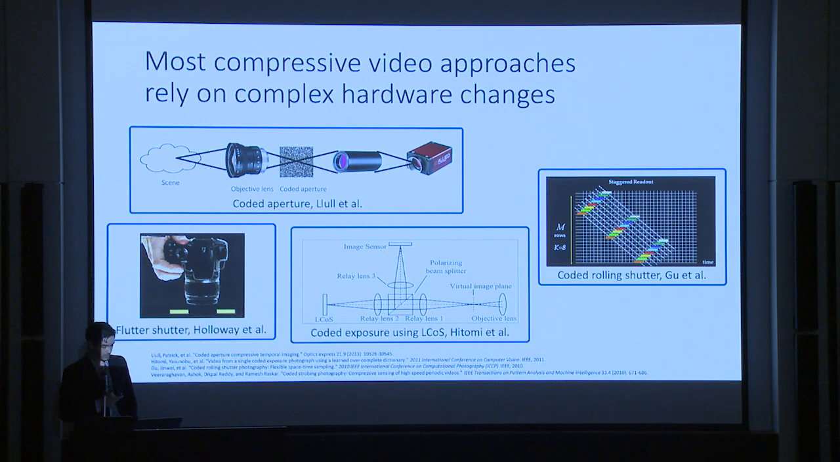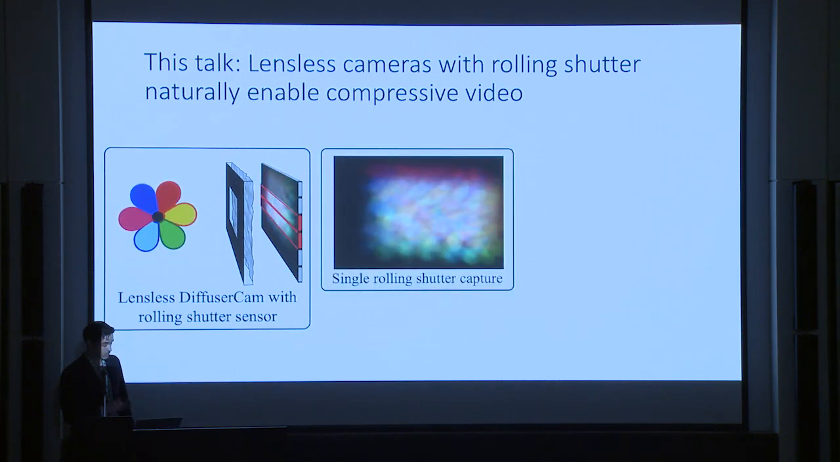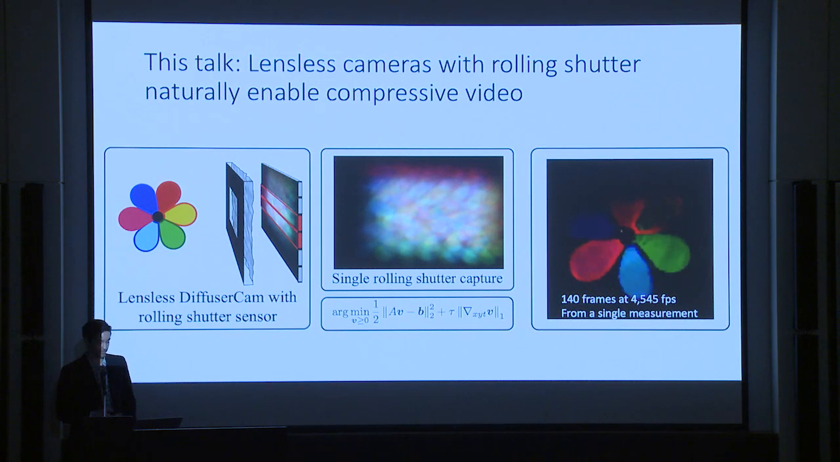So what we're going to do today is I'm going to show you that it's actually possible to take a simple lensless camera and combine it with a rolling shutter sensor, and this will naturally enable compressive video. So I'm going to go through that, but at a high level, what goes on is that the camera consists just of a diffuser placed in front of a rolling shutter sensor. And then as the scene moves, the rolling shutter acquisition happens, and out comes a single rolling shutter capture. This capture is then fed into a sparsity-constrained inverse problem, and the result is that we can recover 140 frames of video at over 4,500 frames per second, all from a single exposure in this simple camera.